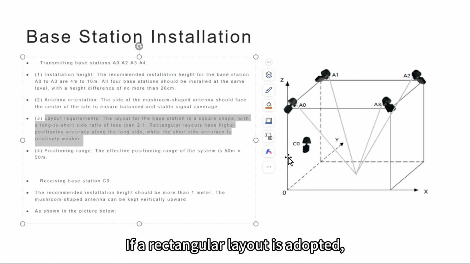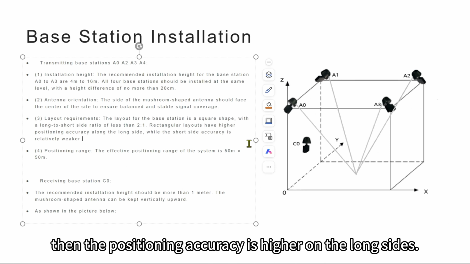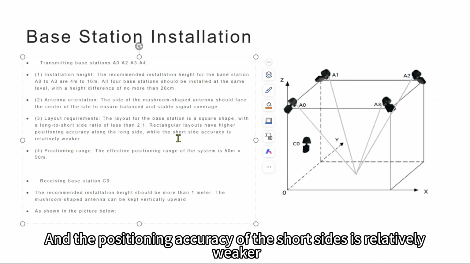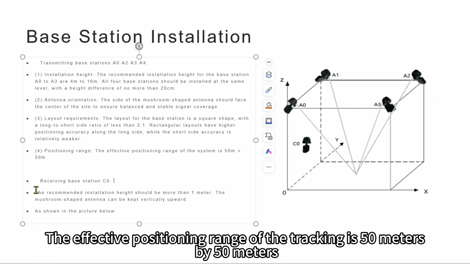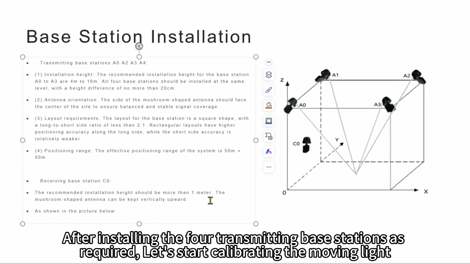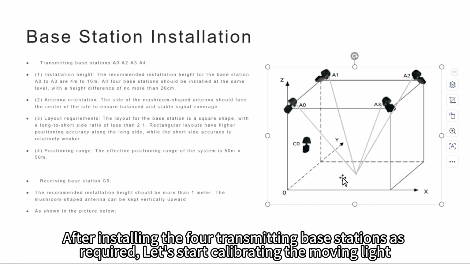If a rectangular layout is adopted, then the positioning accuracy is higher on the long sides, and the positioning accuracy of the short sides is relatively weaker. The effective positioning range of the tracking is 50 meters by 50 meters. After installing the 4 transmitting base stations, let's start calibrating the moving light.